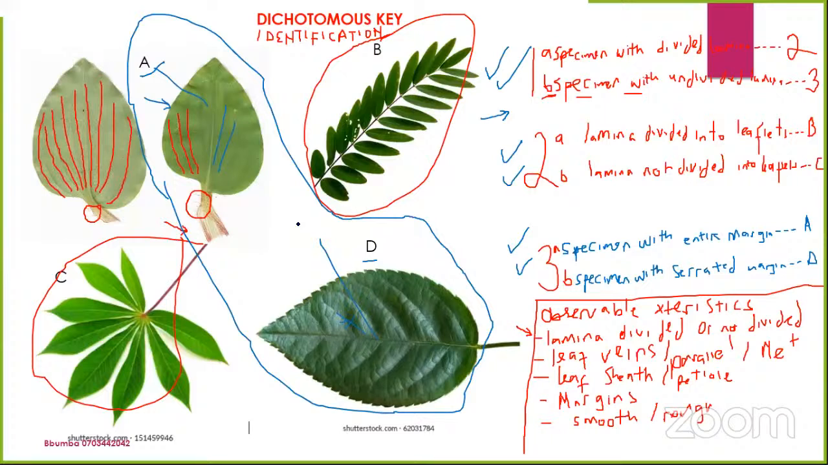why didn't you write specimen with entire margin on number B3? Now, for each couplet, Marvin, you are supposed to use the same character when you are separating both. And that's why for number 1, we use the lamina being divided and undivided. For number 2, still again, we use the lamina. For number 3, we use the margin. So for each couplet, we use the same character when we are separating. We do not mix more than one character. For example, I cannot say a specimen with lamina here and then here I use margin.